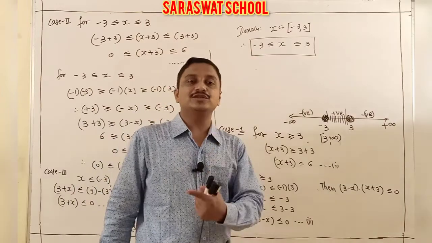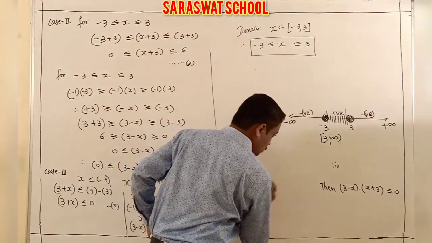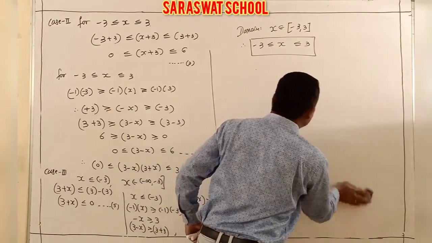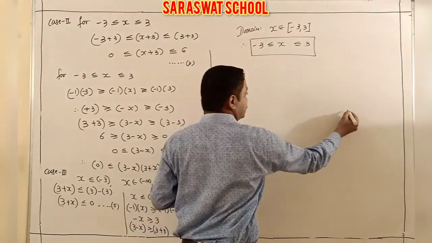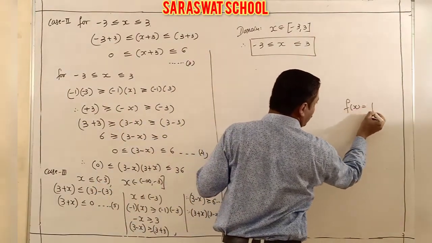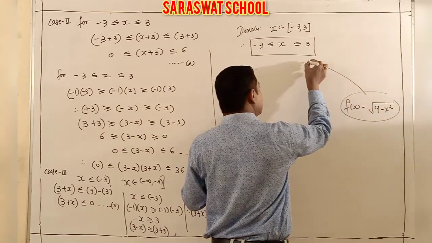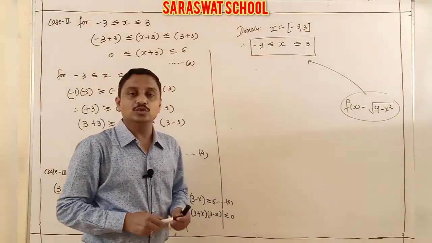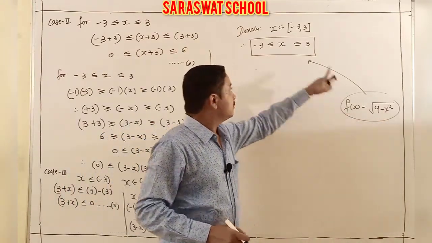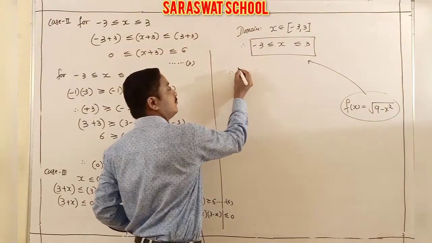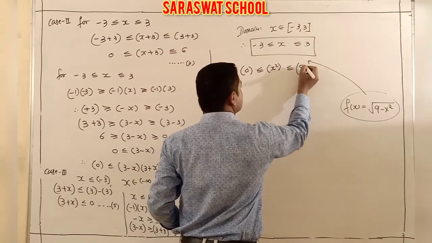Now students, I am going to find the range. So, domain ready. And what is your question? The question is under root 9 minus x square. Related to this question, I convert this domain into range. So first of all, I want x square. Making the square, surely your answer is 0 to 9.